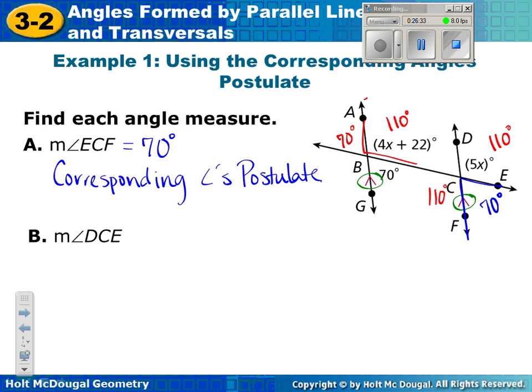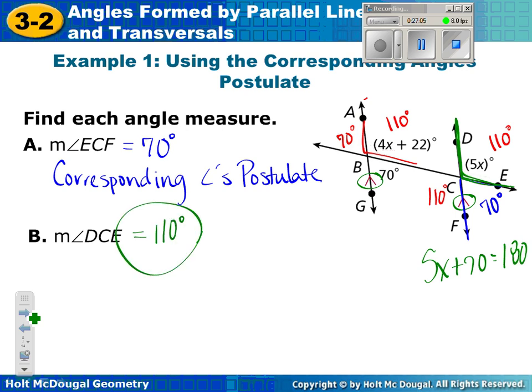Okay, so DCE is the next question. DCE. So we already know what the measure of that angle is. What is it? 110. Did we use 5x at all? No. You could have worked it differently. You could have said 5x plus 70 has to equal 180 using that linear pair theorem, and then solved for x and then plugged it back in. Try not to make things harder than they have to be. It's very easy to find that that's 110 degrees without doing all of that work. And it never said solve for x. So we don't even have to know what x is. Is that okay? All right.